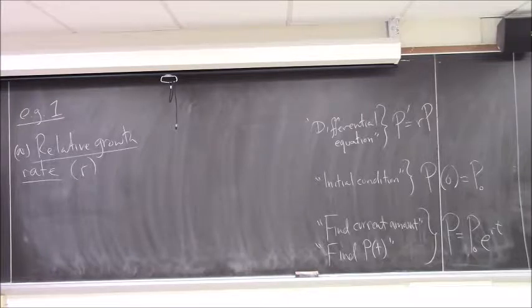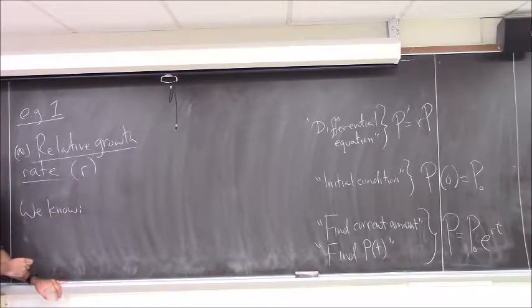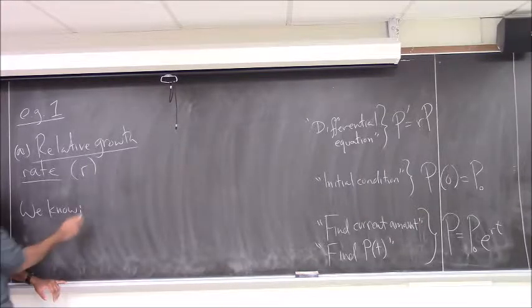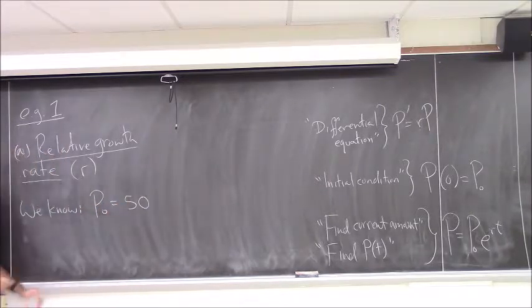So how can we find little r? What information do we have? What do we know so far? No starting bacteria, like the amount that we started with, and the amount that we ended with. So what's the amount that we started with? In other words, the initial amount. 50. What symbol does that refer to? P naught. So we actually know P naught is 50. We started out with 50 bacteria.